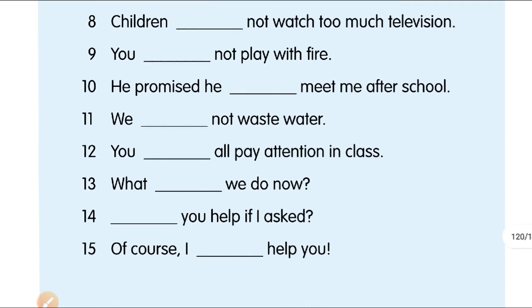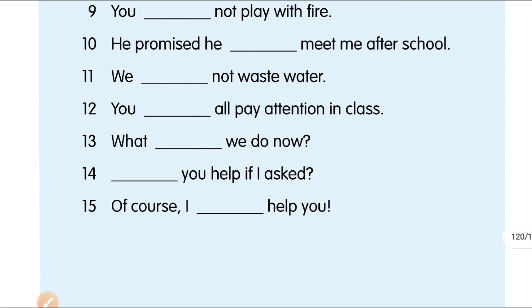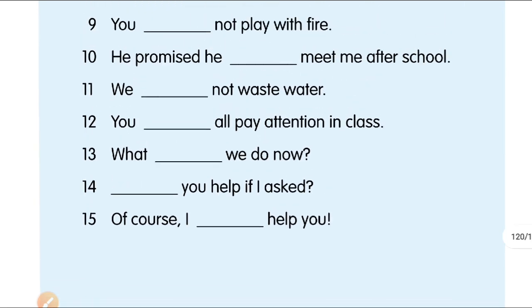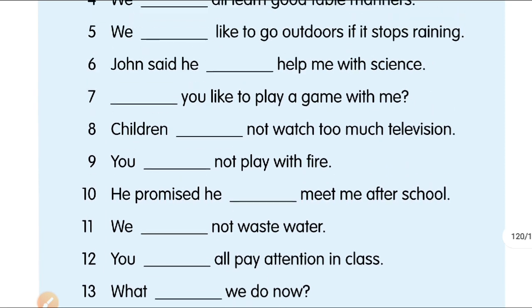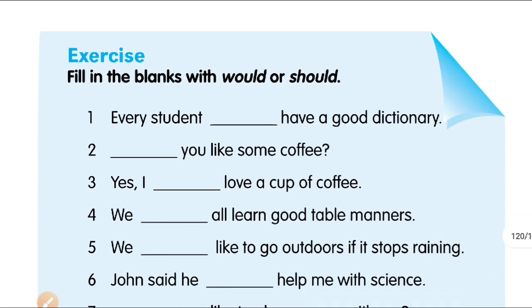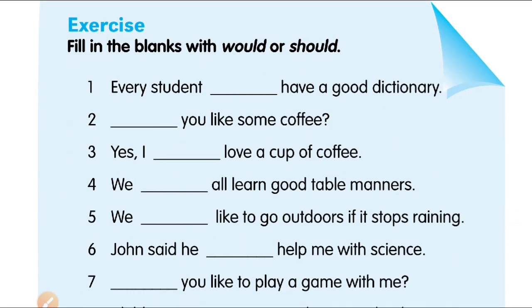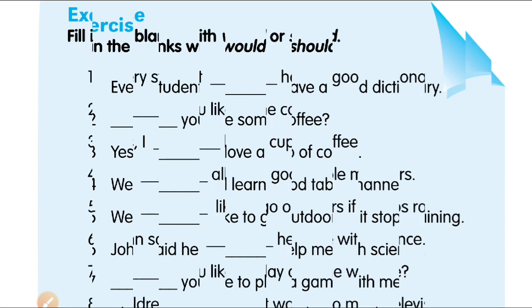What would we do now, or what should you do now? In case you are in confusion, you can ask yourself, what should I do now, like that. Of course I would help you. In case you are interested, you can help someone like that. So this is all about using should and would. In place of necessity you can use would, or in place of advisory you can use should.